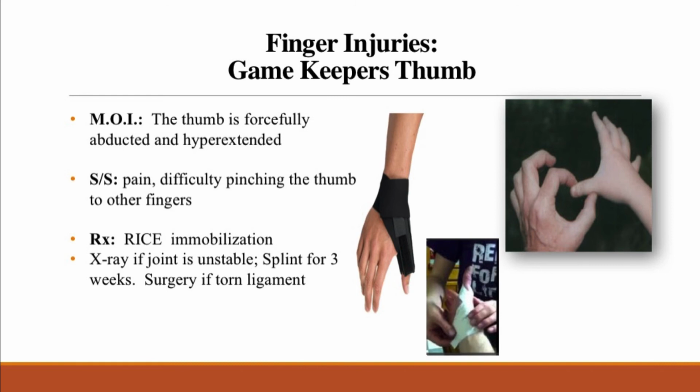RICE is initially used, and the athlete is referred to a physician if there is any decrease in strength, flexibility, or if you see obvious laxity. Protective taping and bracing is used depending on the severity of the sprain.